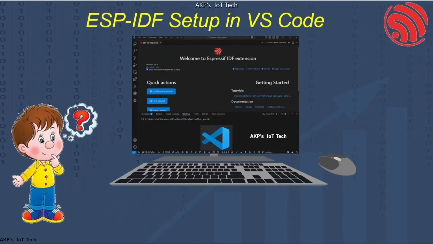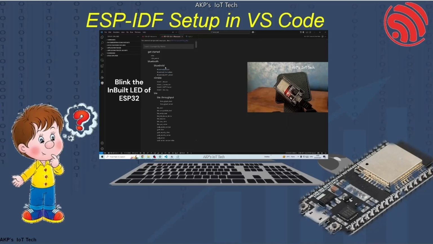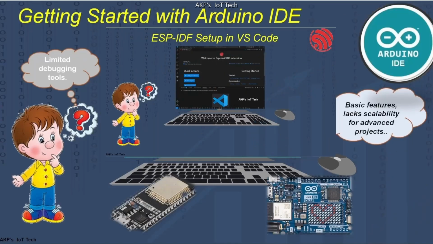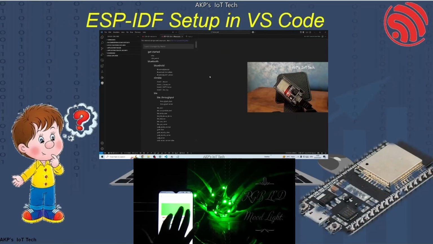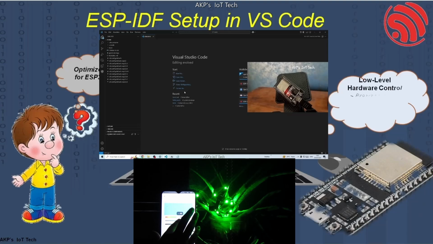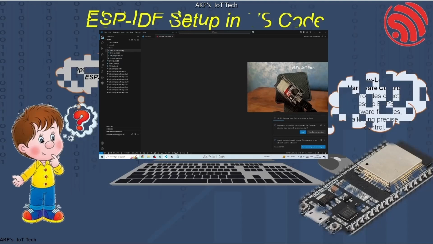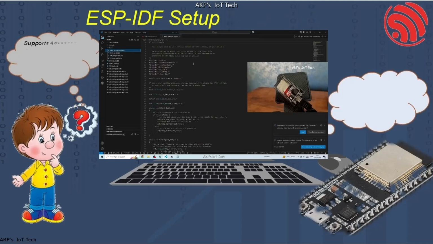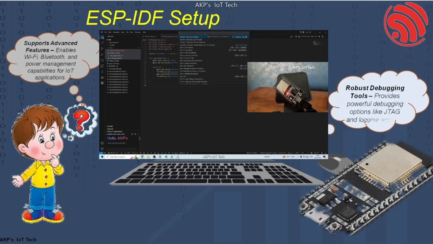Now let's move to ESP IDF. Let's start the tour of ESP IDF setup in VS Code. Now, if you compare with Arduino IDE, the setup is a little bit complex, but it's quite good and best for ESP32. So if you want to develop complex projects with the help of ESP32, then obviously you should go with ESP IDF due to its robust debugging tools and supporting features. Right now, for beginners, it's quite complex compared to Arduino IDE.